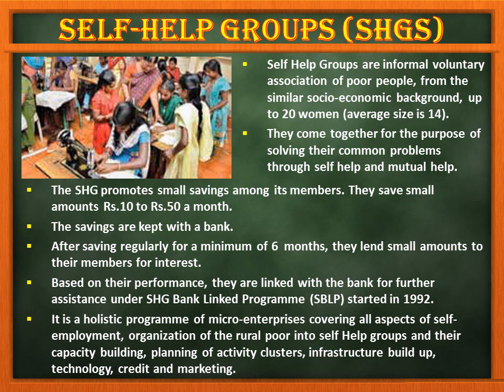The savings are kept with the bank. So all these 20 persons or 14 members' amount will be kept in a bank. After saving regularly for a minimum of 6 months, they lend small amounts to their members for interest. So after 6 months what happens? If anybody among them needs the money, they will lend this money to them for interest. Based on their performance, they are linked with the bank for further assistance under the SHG Bank Link program started in 1992.